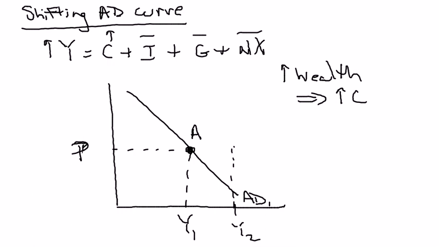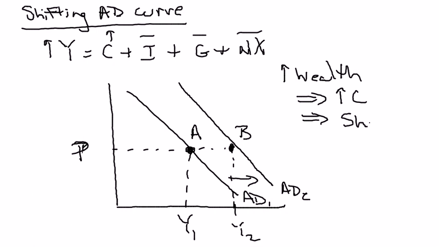Now remember, we said we assumed the price level was held constant. That means my new point is point B. Point B is not on the initial aggregate demand curve, so there must be some new aggregate demand curve, AD2, that looks like this. So an increase in wealth is going to cause an increase in consumption, which will shift AD to the right.